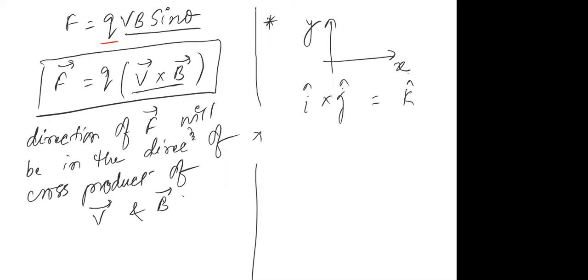This direction would be perpendicular to both x as well as y. On the other hand, if we have two vectors, let's say one along the x-axis and another along the z-axis, in that case the direction of the cross product would be along the y-axis. Is it clear? Tell me yes or no.